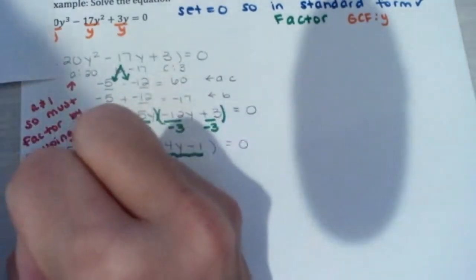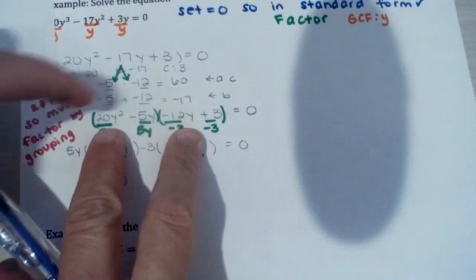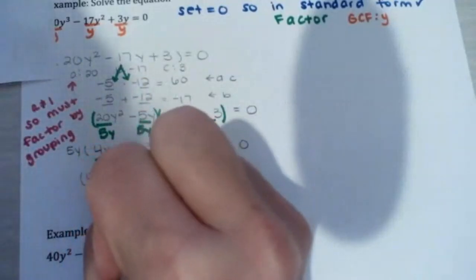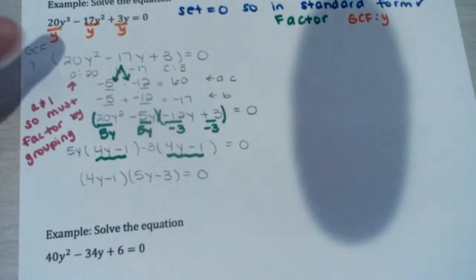So that's going to be one factor, 4y minus 1. If we take out our 4y minus 1s, we're left over with our other factor of 5y minus 3. So 5y minus 3 equals 0. We factored it. So now don't forget to bring down this GCF of y.